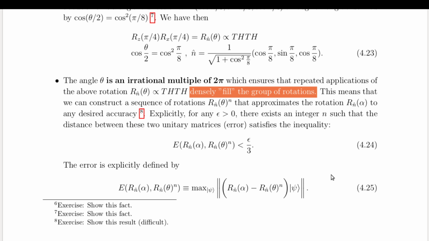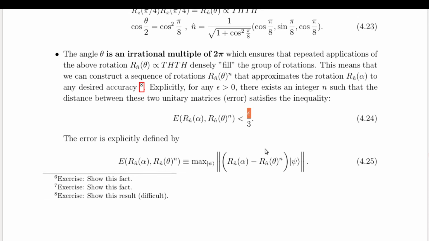This is mathematically formalized in equations 4.24 and 4.25, where the error is the distance between the desired rotation we want to reach and its approximation. The goal is to make this error smaller than any specified threshold, epsilon.